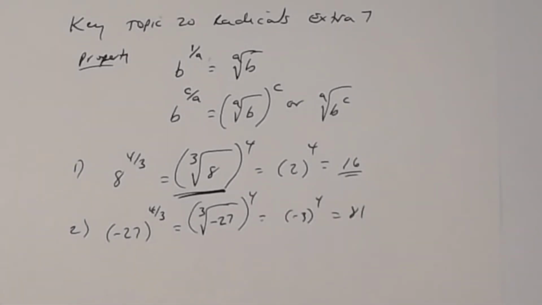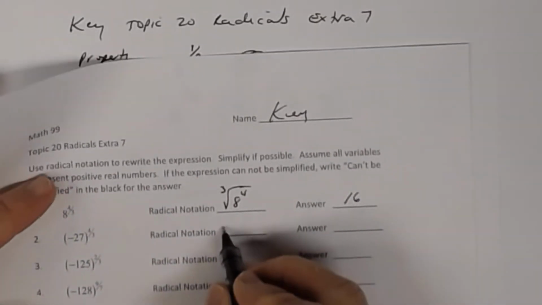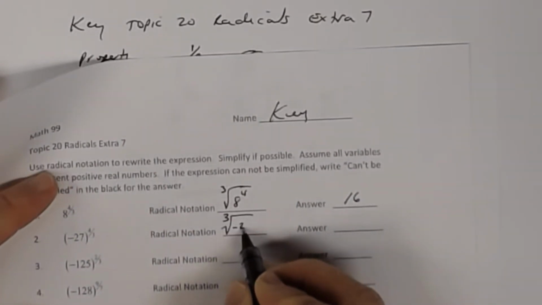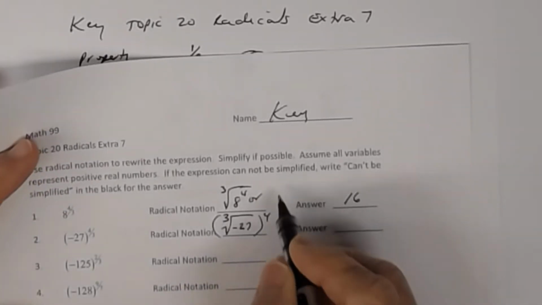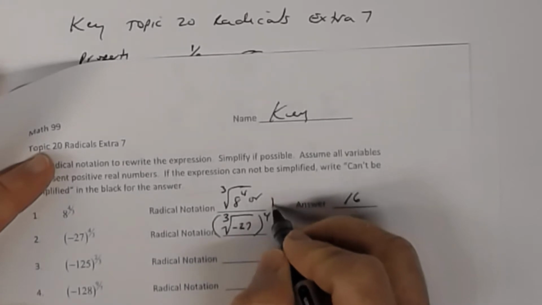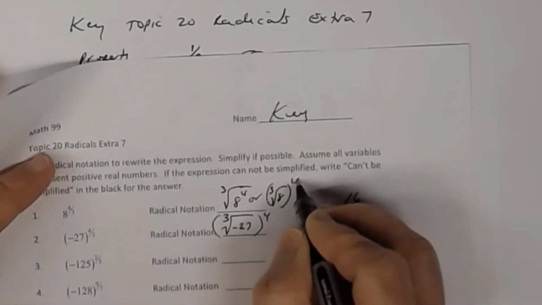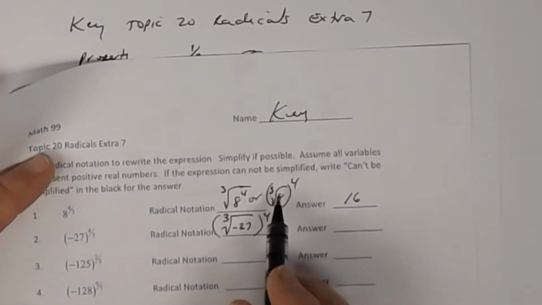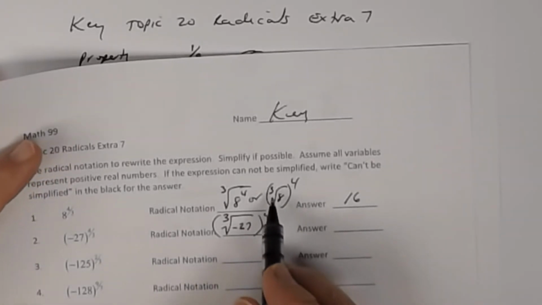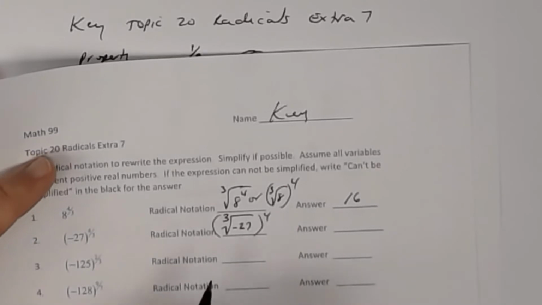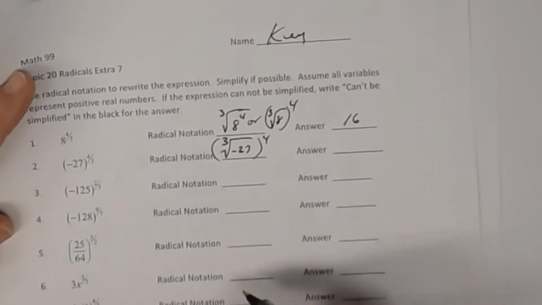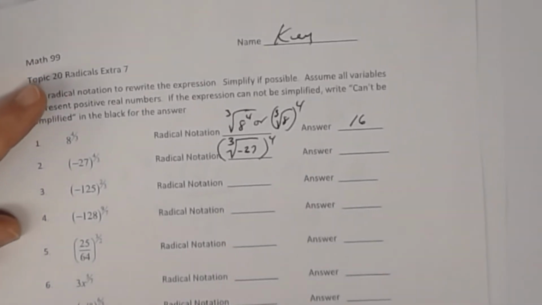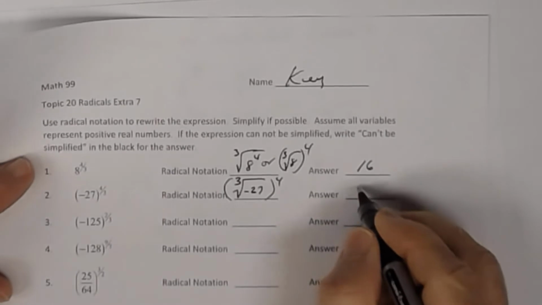All right, so number 2, we get the cube root of negative 27, all raised to the 4th power. And remember, for number 1, I don't have enough room, but you could have said the cube root of 8 to the 4th like this, and that's the one I used to simplify. The cube root of 8 is 2, and then 2 to the 4th is 16. So for the rest of these, I'm going to put the exponent on the outside for the most part. And the answer here we said was 81. Okay. All right, number 3.